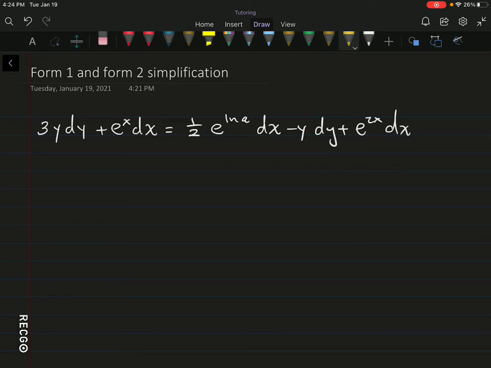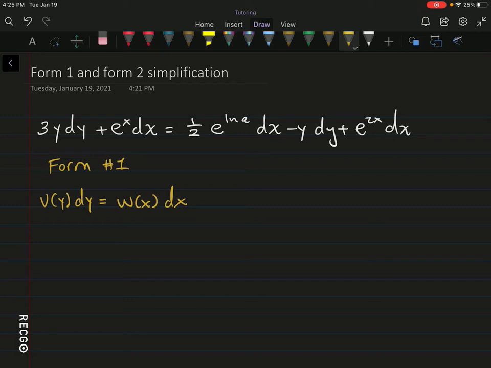So today we're going to be looking over how to simplify a function like this into form 1 and form 2. Let me write out the forms. So form 1 looks like this: v of y times d of y is equal to w of x d of x.